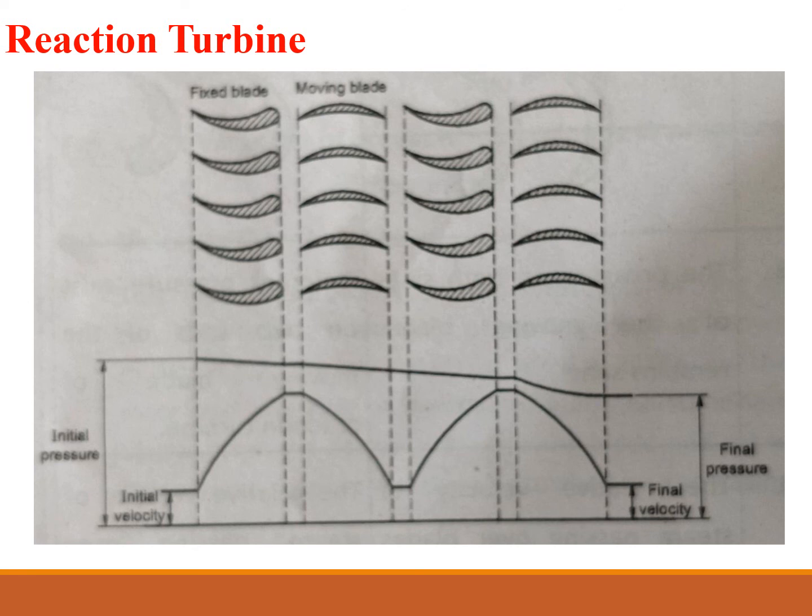The passages through the moving blades of reaction turbine are made convergent. So the steam expands as it passes through the moving blade. This expansion causes the steam to leave the moving blade at higher velocity than that at which it enters.